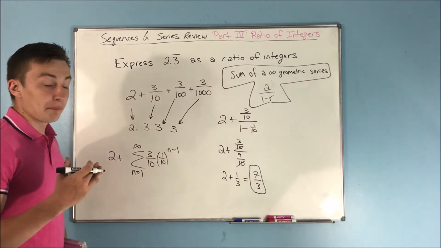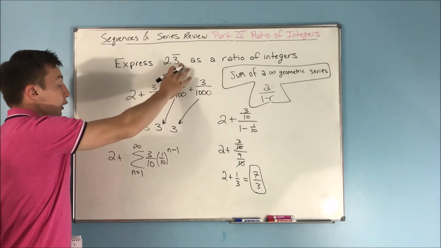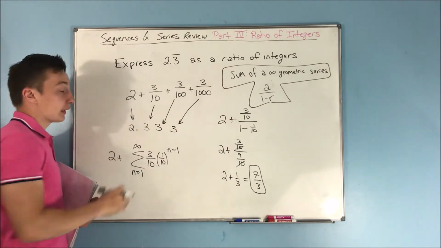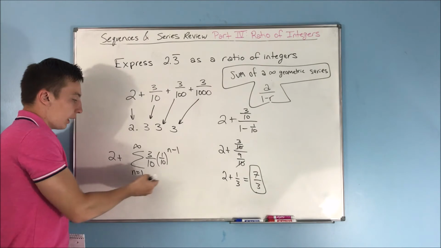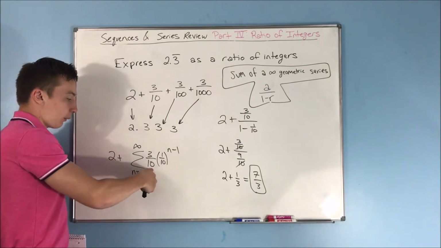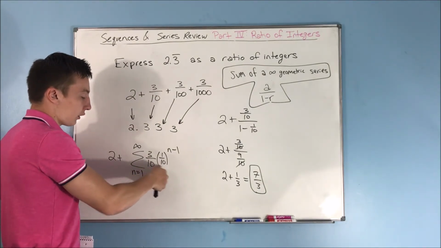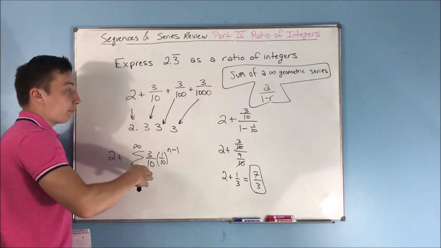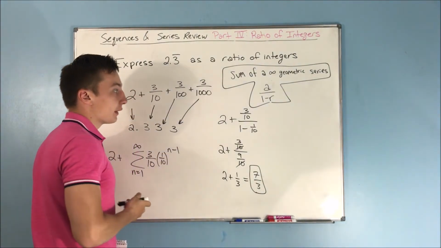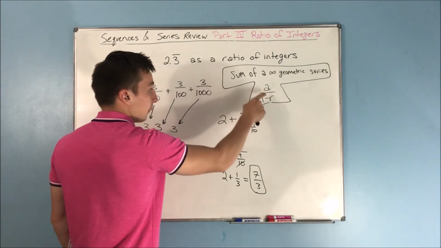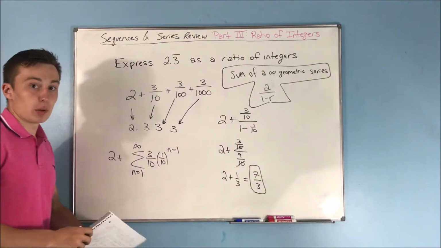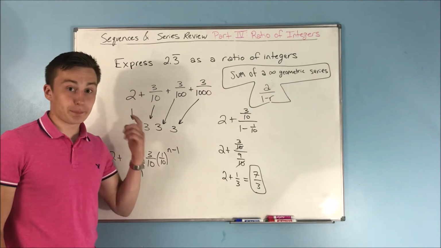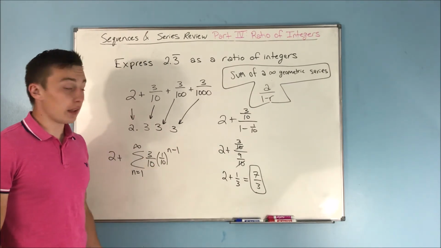So the first step was to express this 2.3 repeating as an infinite geometric series. Once we did that, we put it into a sum formula, and that's how we wrote down our a and our r. And then we found the sum of this geometric series by plugging in a and r to get our ratio of integers. And that's basically it.